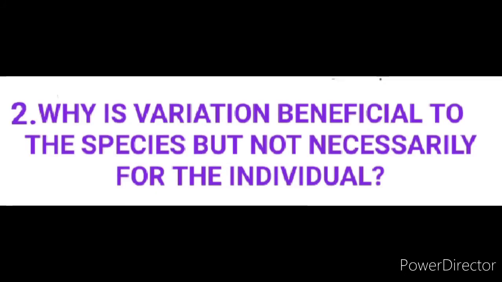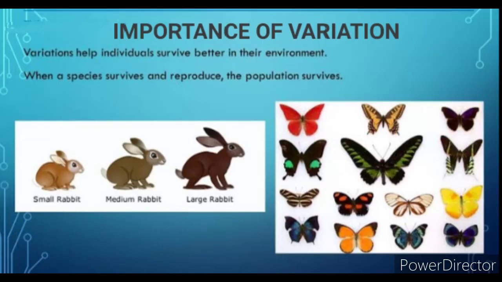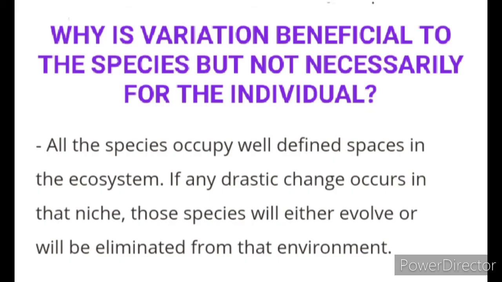Next question: why is variation beneficial to the species but not necessarily for the individual? All species occupy well-defined places called a habitat or niche in an ecosystem. If any drastic changes occur in that niche, these species either may evolve or will be eliminated or removed from the environment.